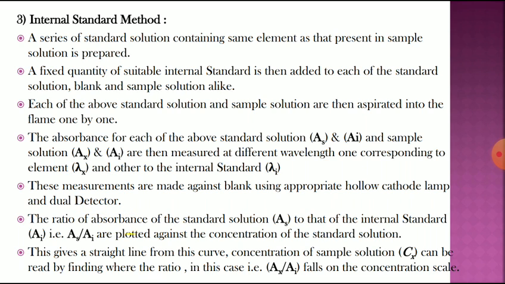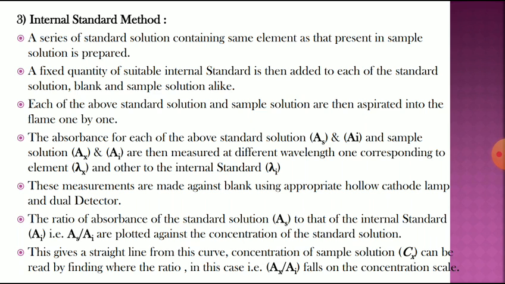The ratio of absorbance of the standard solution AS to that of the internal standard AI, that is AS upon AI, is plotted against the concentration of the standard solution. This gives a straight line. From this curve, the concentration of the sample solution CX can be read by finding where the ratio in this case, that is AX upon AI, falls on the concentration scale.